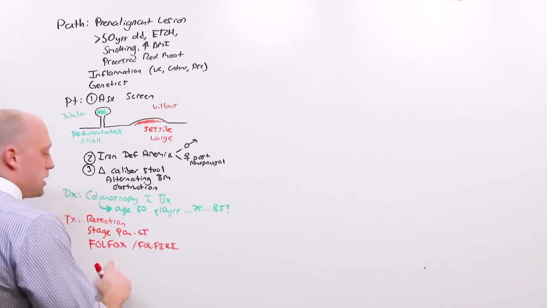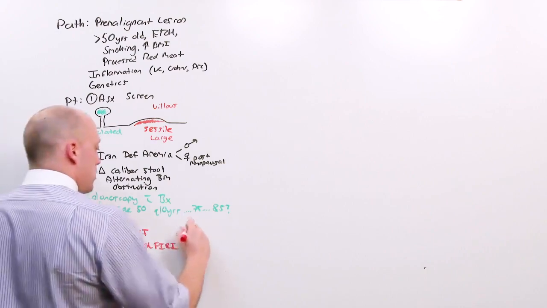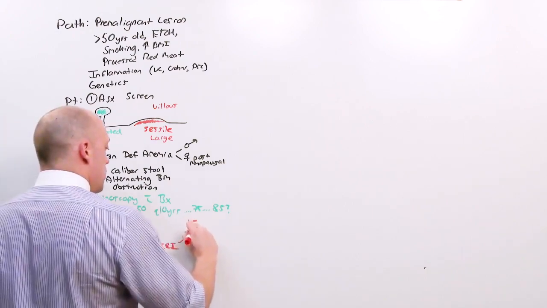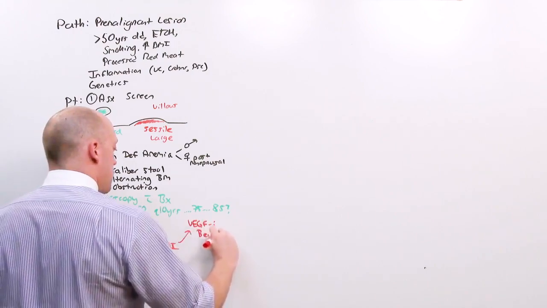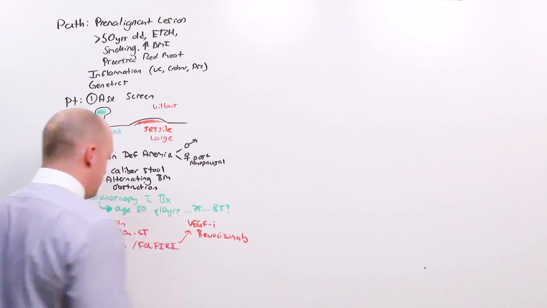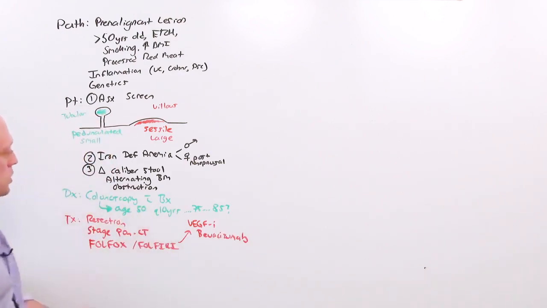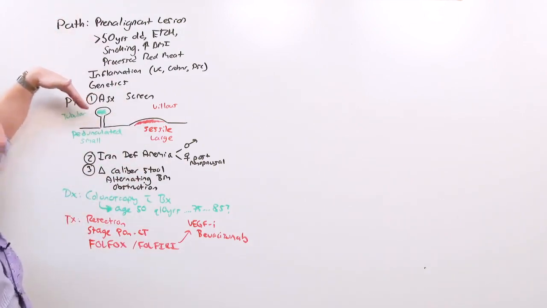Where this gets you points on the test is going to be the VEGF inhibitors, bevacizumab. All right, so what I want you to really see from this is that if we can get colon cancer out of polyp, we can cure it, prevent it from ever becoming cancer.